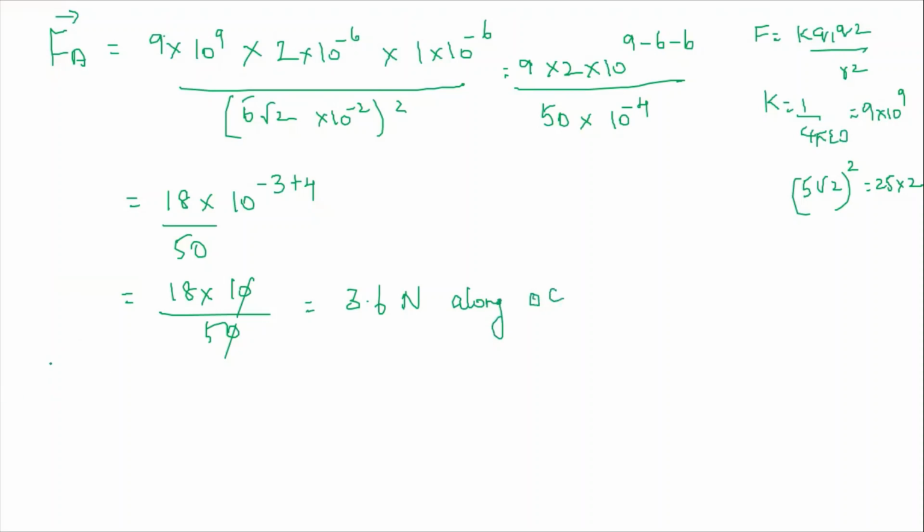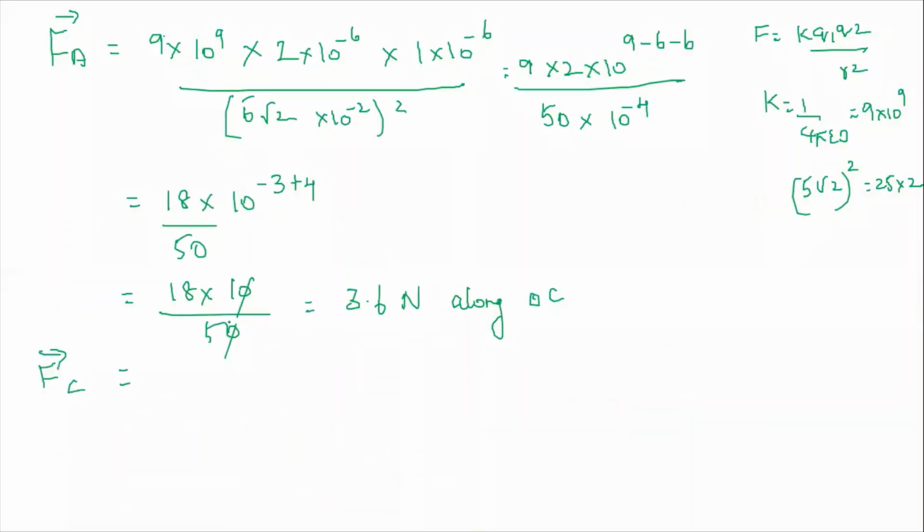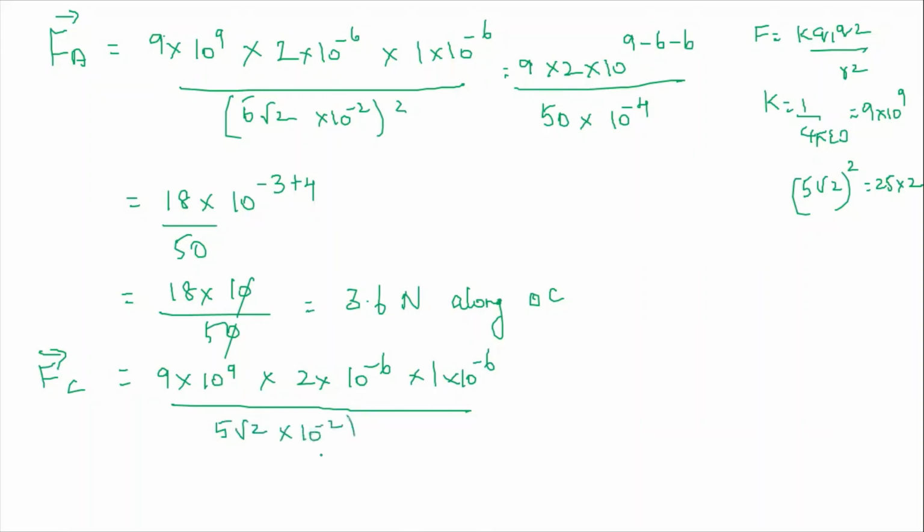Okay. Now FB. So I told you we will calculate FC. FC is equal to, again, this is plus 2 microcoulomb and this is 1 microcoulomb. So the calculation will be the same and you will get the same answer. So here also 9 into 10 power 9 into 2 into 10 power minus 6 into 1 into 10 power minus 6 divided by 5 root 2 into 10 power minus 2 the whole square. Correct? So the same calculation. So this will also be 3.6 Newton.